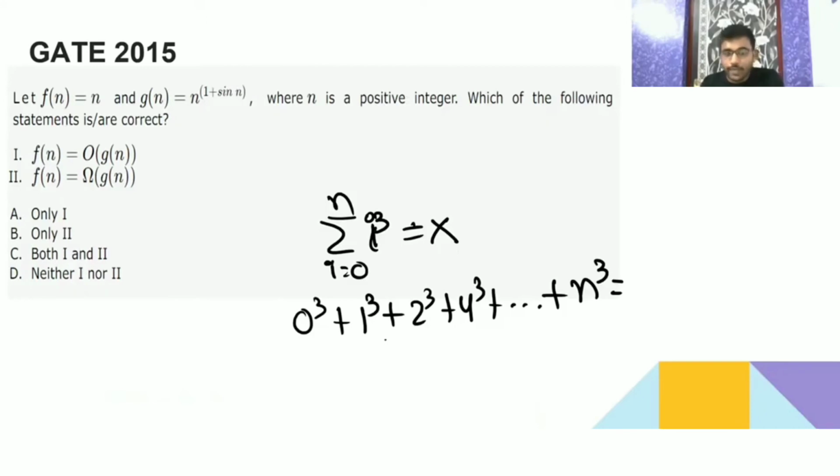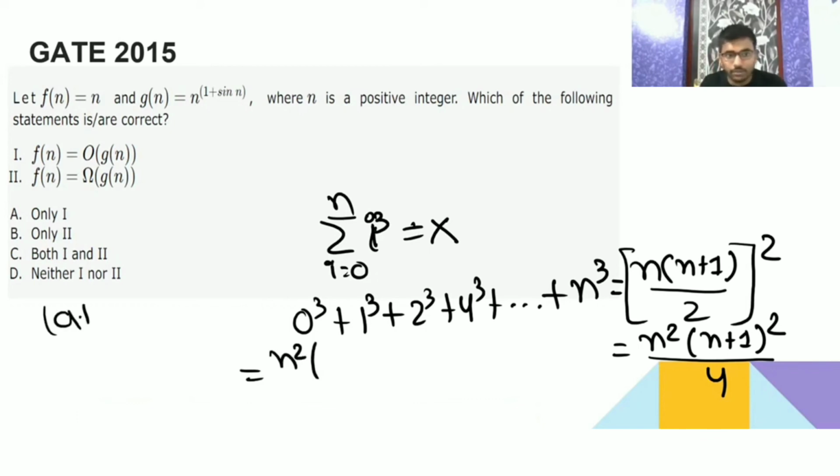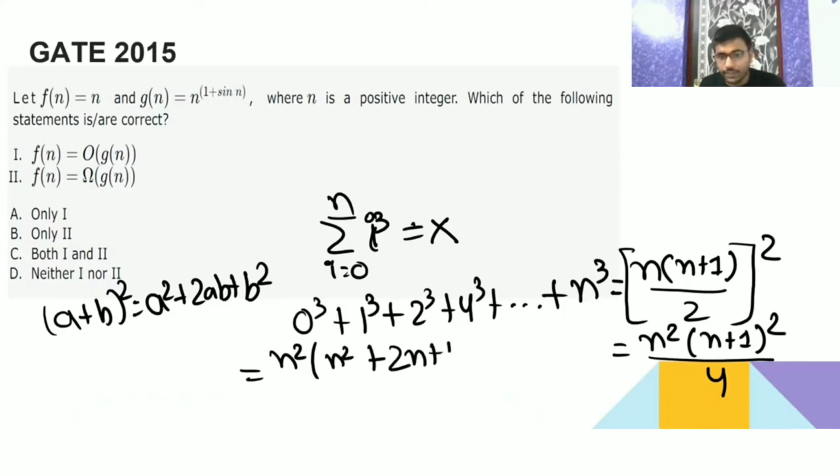For the sum of n natural numbers in the power cube, it is going to be n into n plus 1 by 2, whole squared. So the square will go inside. You will get n square, then n plus 1 square, and 2 square is going to be 4. So how will you break n plus 1 square? It is like a plus b whole square, so it is going to be a square plus 2ab plus b square. A square is going to be n square, then 2ab is going to be 2n, then 1.